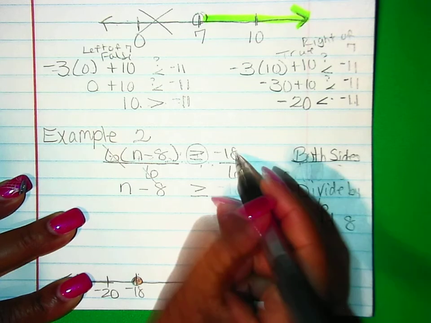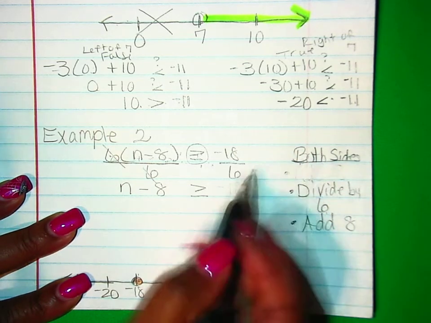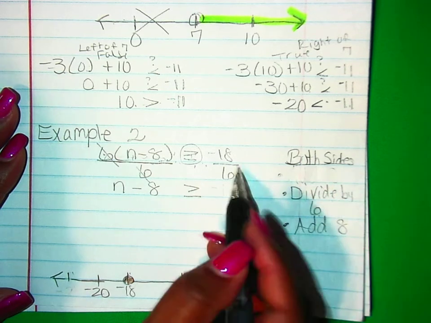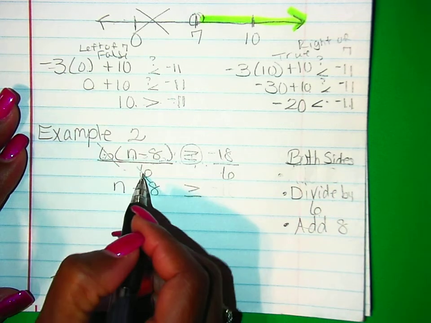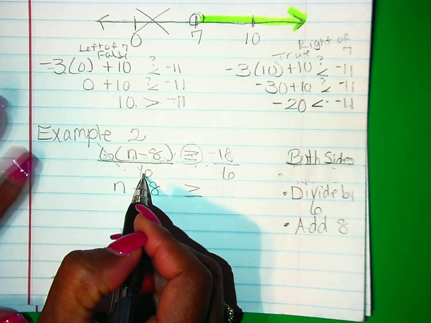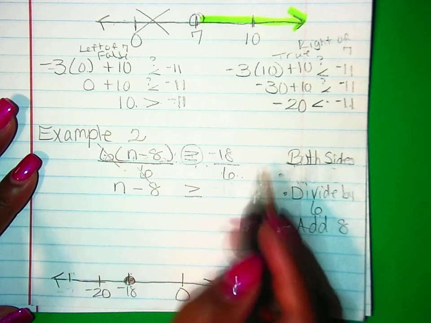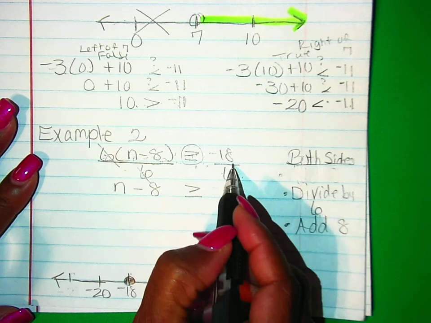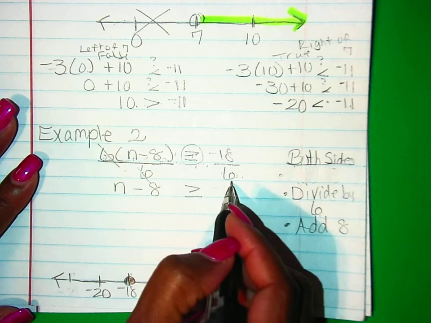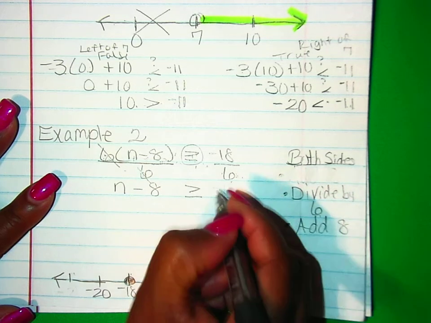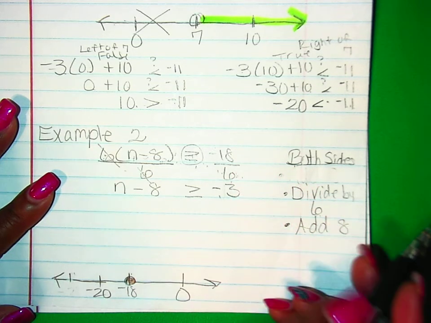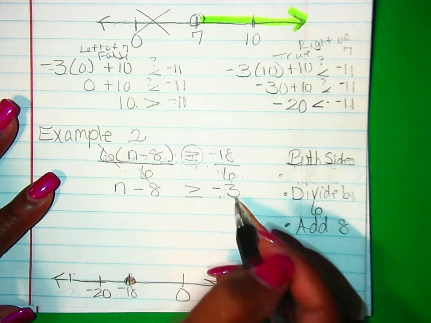But focus, guys. Negative 18 divided by 6. Because remember, whatever you do to one side, you do to the other side. If you divide the left side by 6, divide the right side by 6. If you divide the right side by 6, divide the left side by 6. So negative 18 divided by positive 6 is going to give you a negative 3. A negative divided by a positive is a negative. 18 divided by 6 is 3.